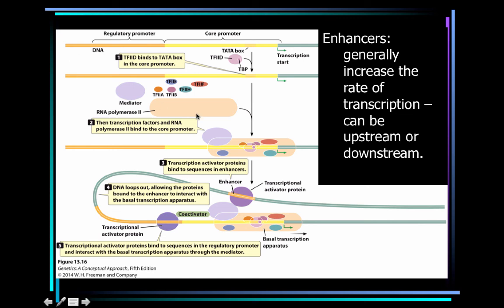The efficiency of transcription can then be enhanced by mediator or transcription factor proteins. We can get activator proteins that are going to help the transcription process, and then we can also get enhancers that will bind to regulatory promoter regions as well.